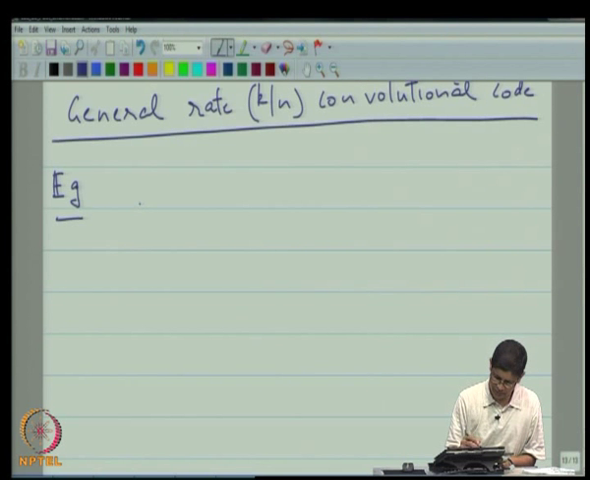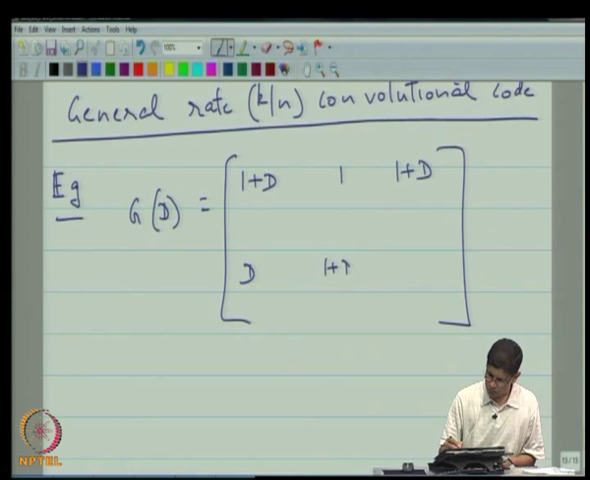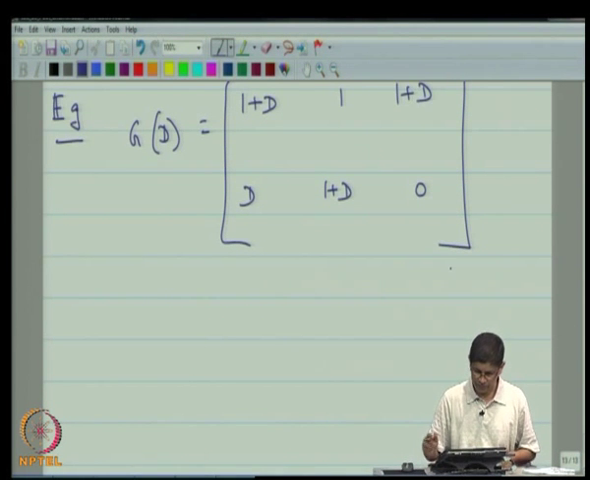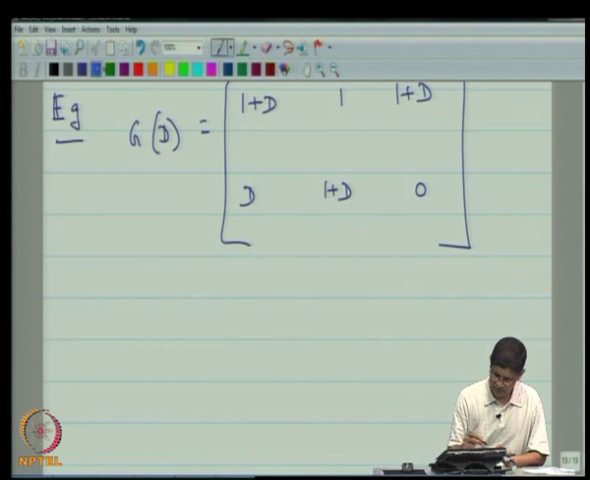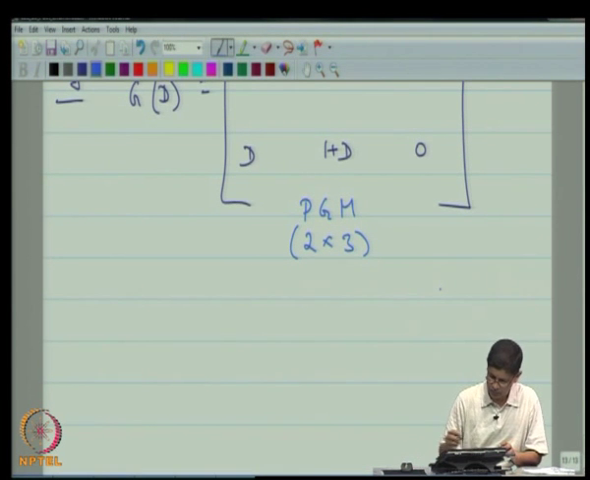I will just give you the example in terms of the polynomial generator matrix, and I will just write down that it is 1 plus D, 1, 1 plus D, D, 1 plus D, and 0. So, this is the polynomial generator matrix in this case, and you will notice this is 2 by 3. That means there are 2 inputs and 3 outputs.